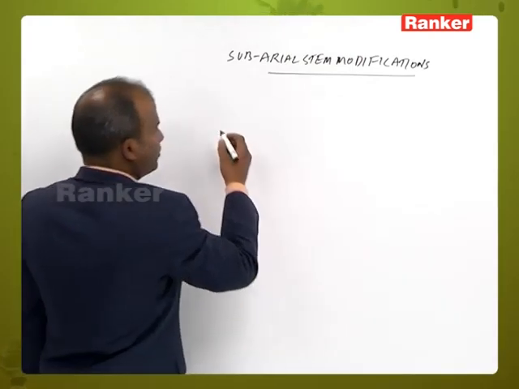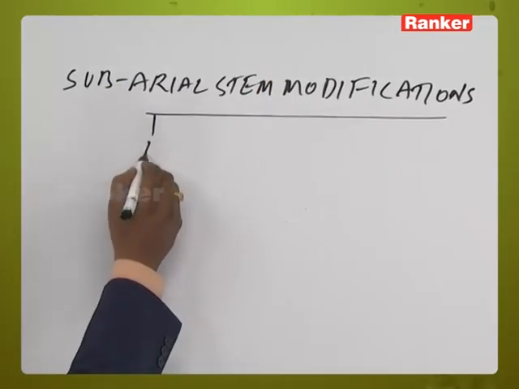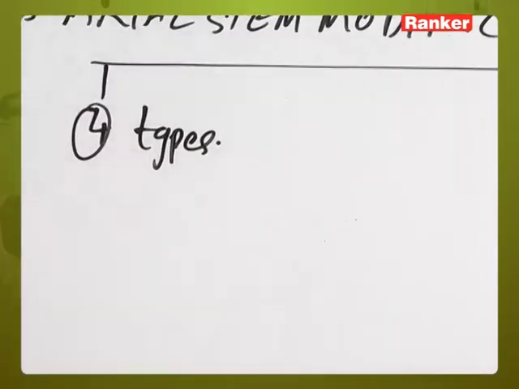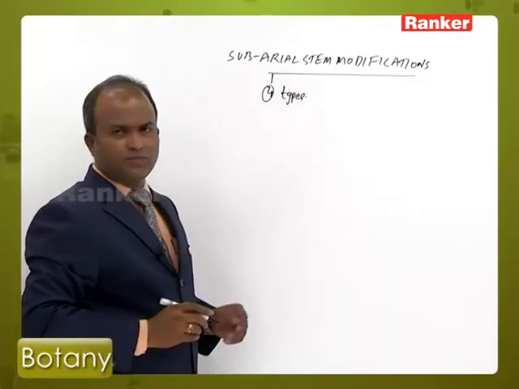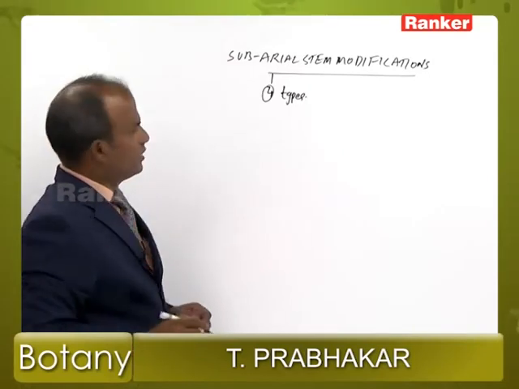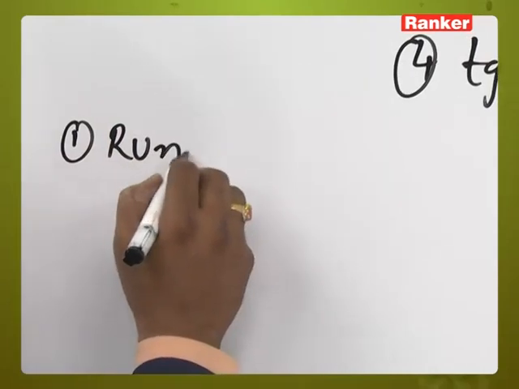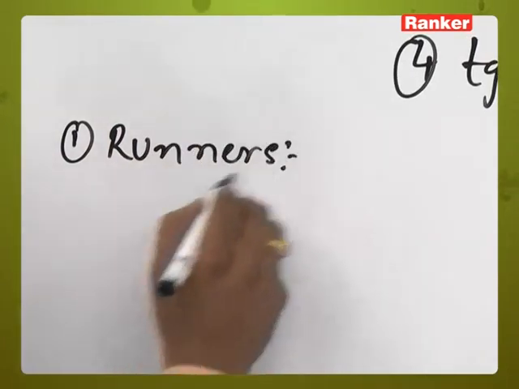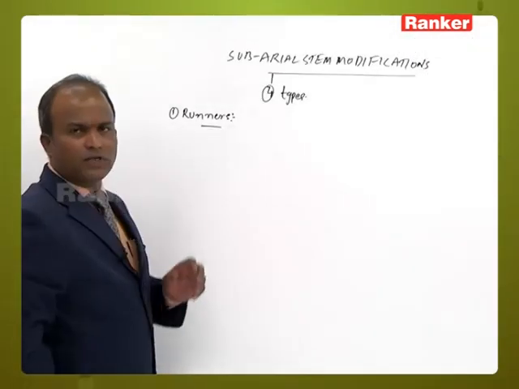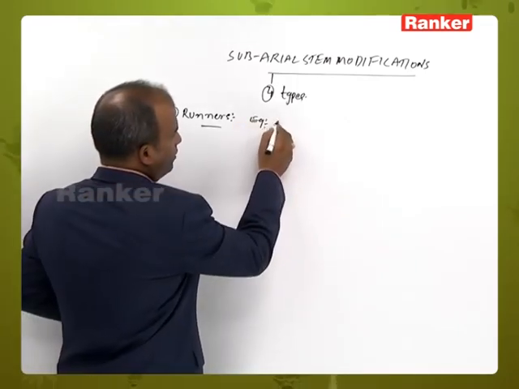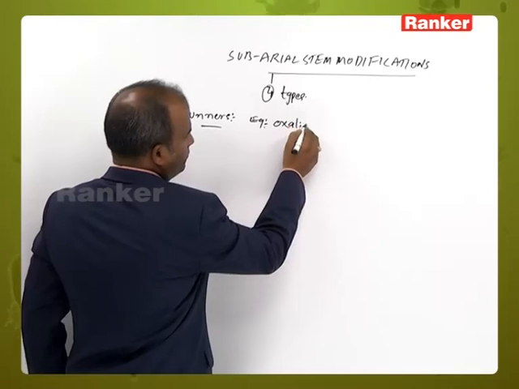Subaerial stem modifications are of 4 types. Of that, the first subaerial stem modification is nothing but runners. In runners, what are the examples? The first example is oxalis.